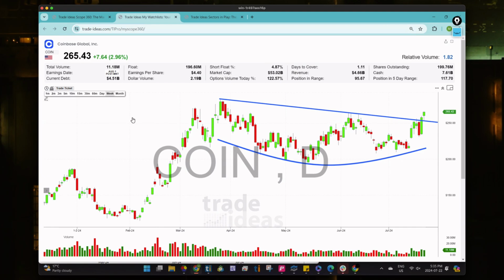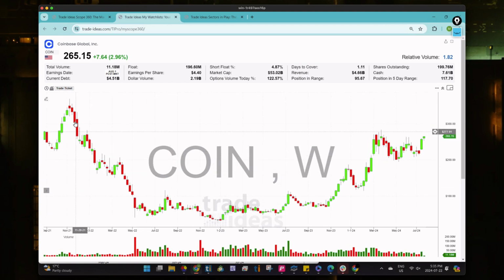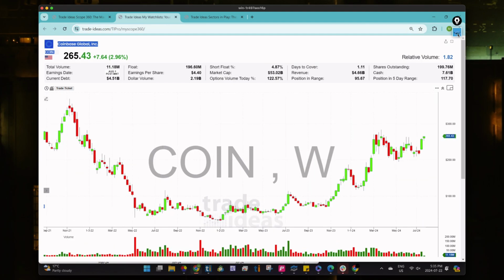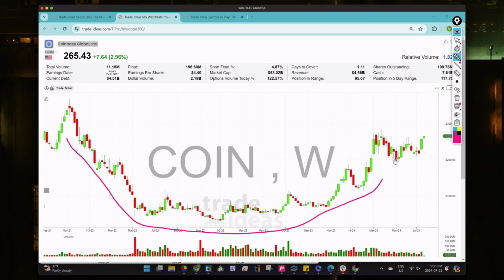One thing I want to do is take a look at the weekly chart and show that there's a potential cup and handle type play going on here. If I grab my little drawing tool and draw this big cup right here, and then this sideways action like that, it looks very much like a cup and handle to me.